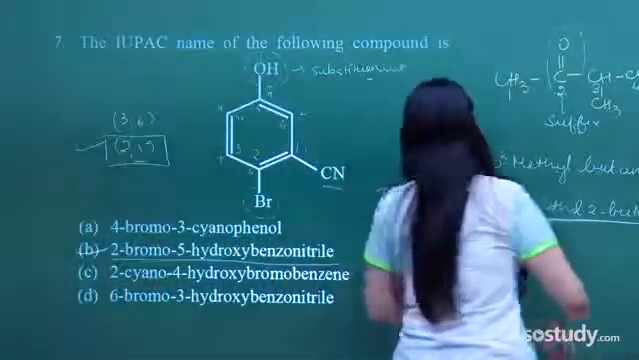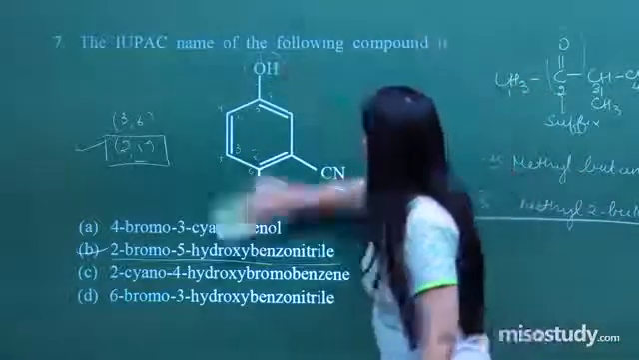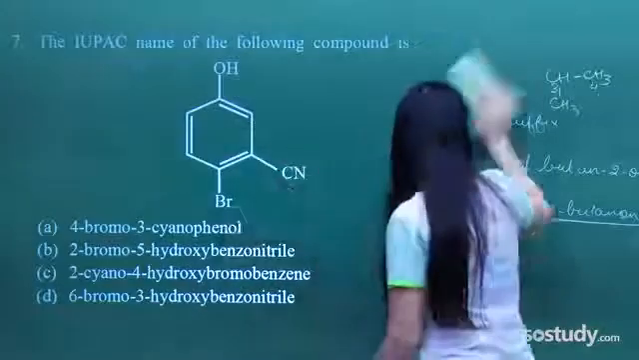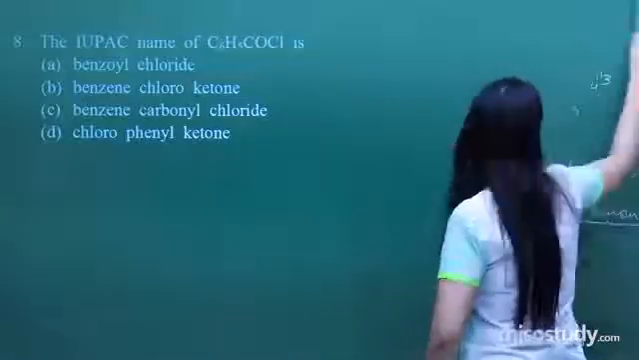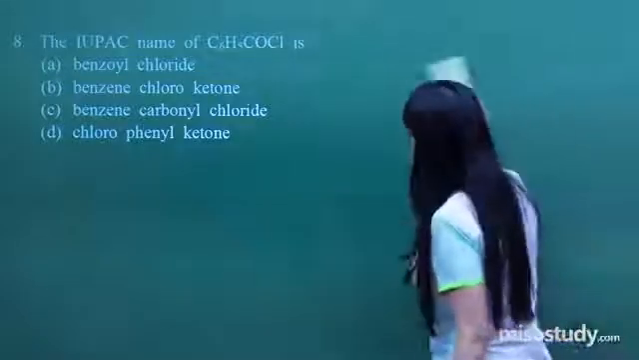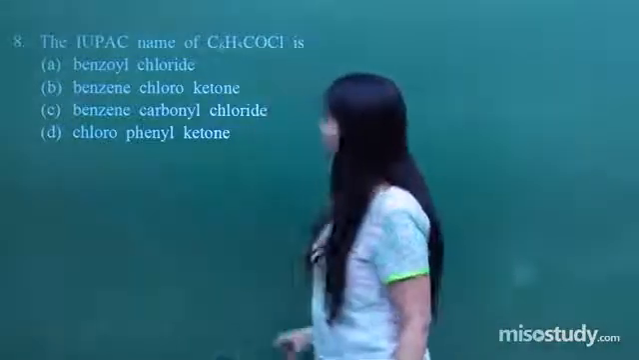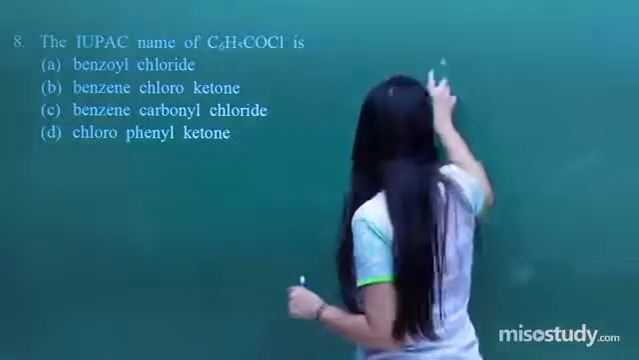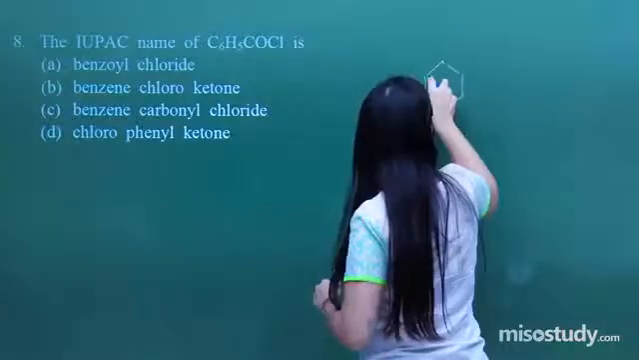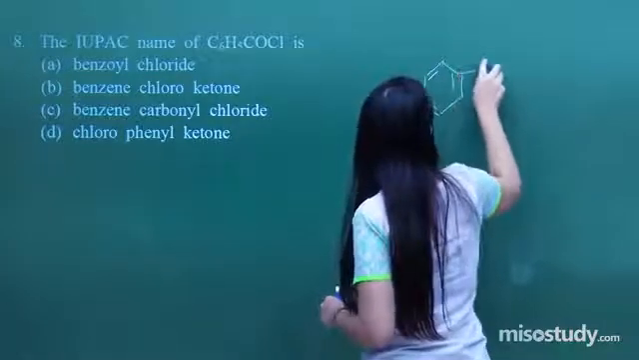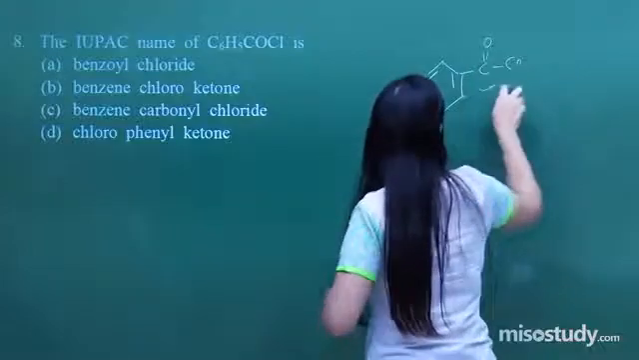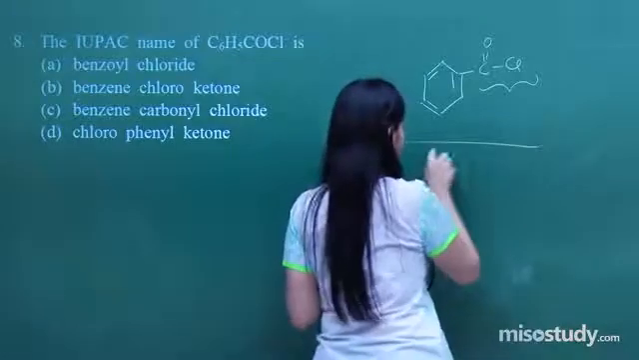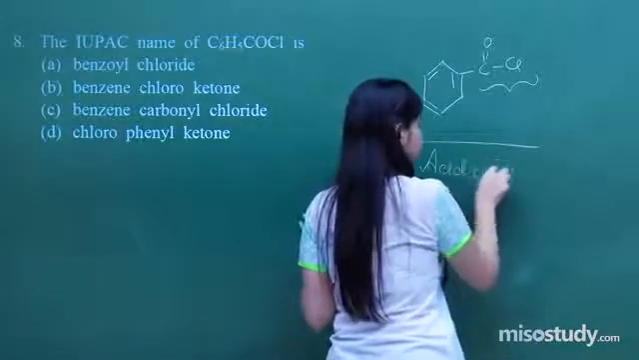Now let's move on to the next question. What do I have? In the next question, again a very good question. The IUPAC name of the compound. So they are asking about the IUPAC name. I have got the compound here. What is this functional group? This is acid chloride. We all know that this is the class of acid chlorides.